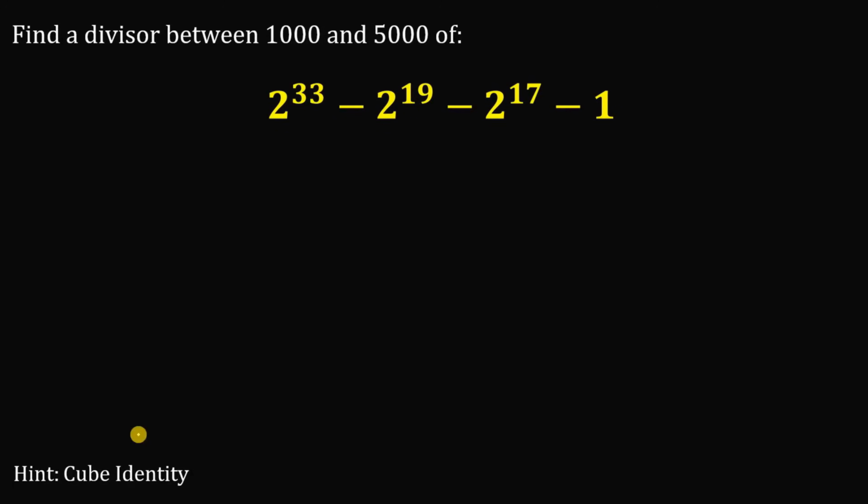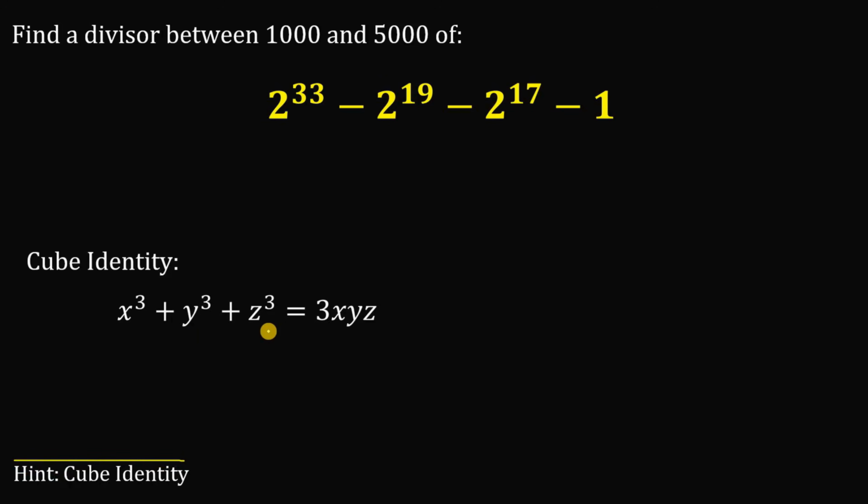So, in order to answer this, we will use the hint, which is a cube identity. Now, here are some cube identities. And one of these is this identity, x cubed plus y cubed plus z cubed equals 3xyz. This is true if x plus y plus z equals 0. Now, what if x plus y plus z is not equal to 0?